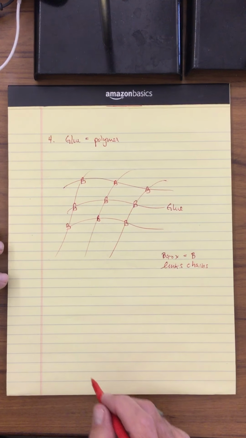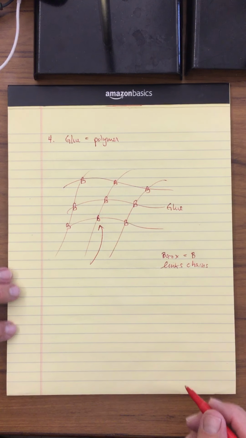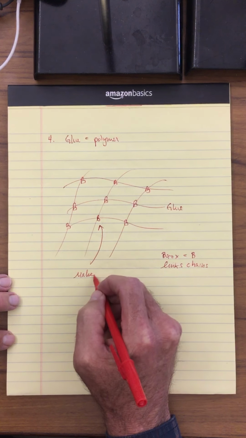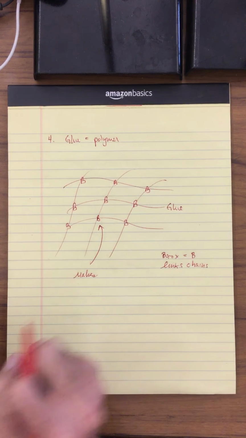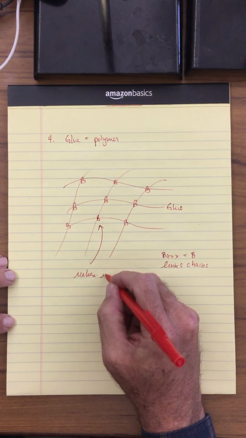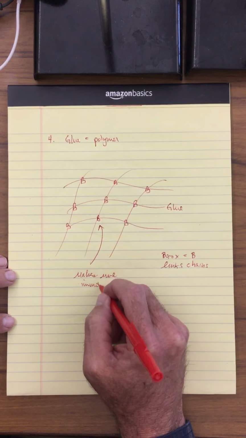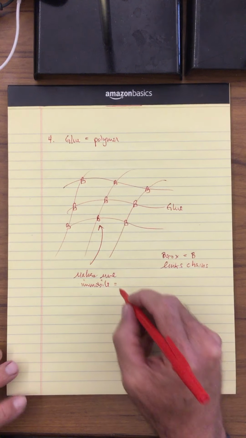And when we get these links, now that they're tied together, this is going to make it more solid. It makes it more immobile since you're cross-linking all these chains. So since it's making it more immobile, that means it's going to become more solid-like.